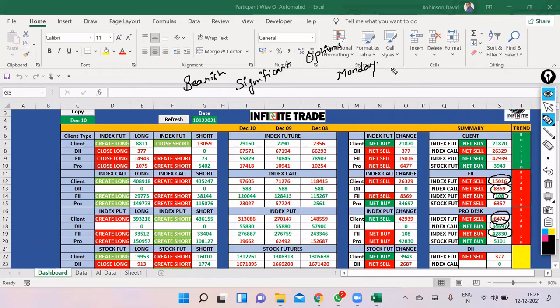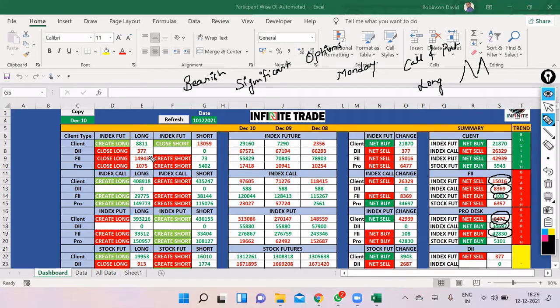Pros definitely have a good amount of positions, but they have both call and put long. That means we can expect a volatile market, because if it is call and put sell, then the market is usually silent, but when it is long, then we may see some volatility. Now let's quickly come to the left hand side and see what kind of positions they have created or exited on Friday.